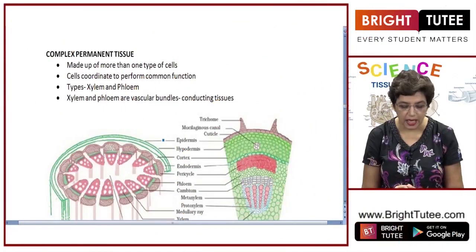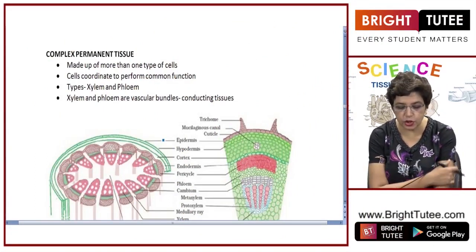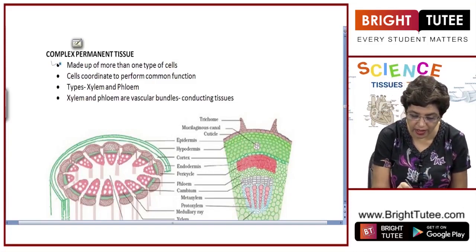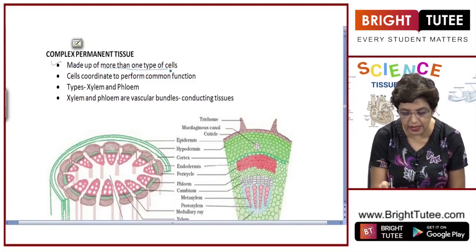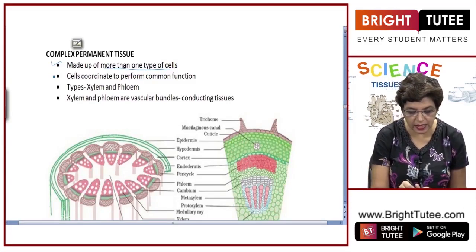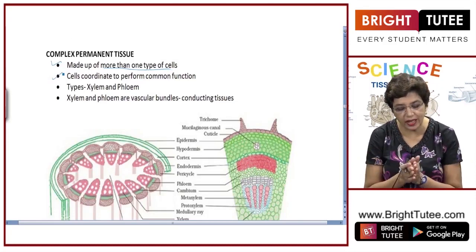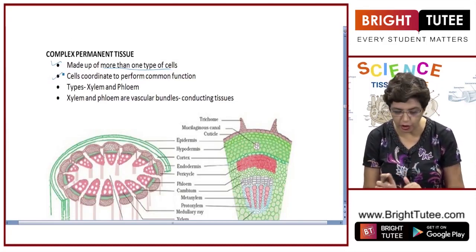The next topic is complex permanent tissue. As the name suggests, they are made up of more than one type of cells. All cells are not similar in structure. These cells, although they are different in structure and size, coordinate to perform certain common function.